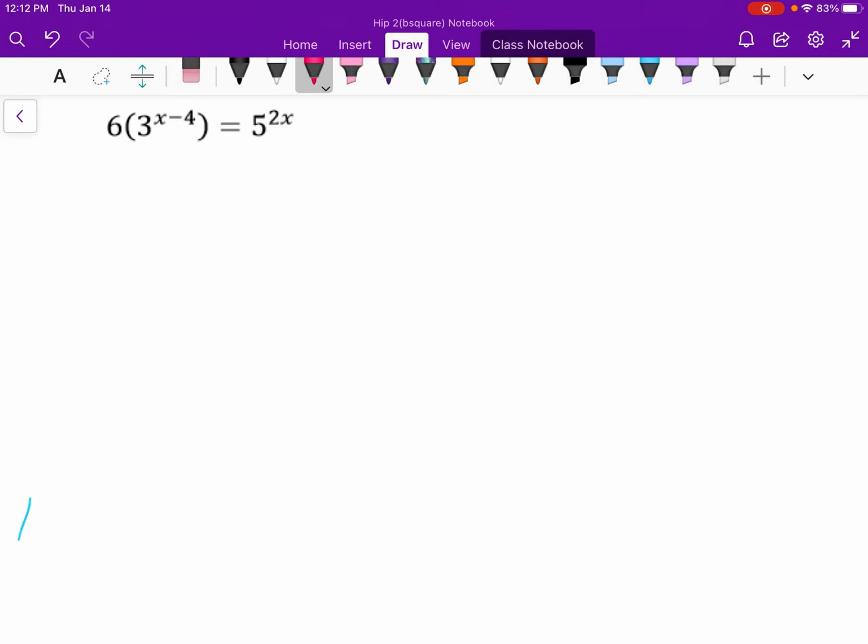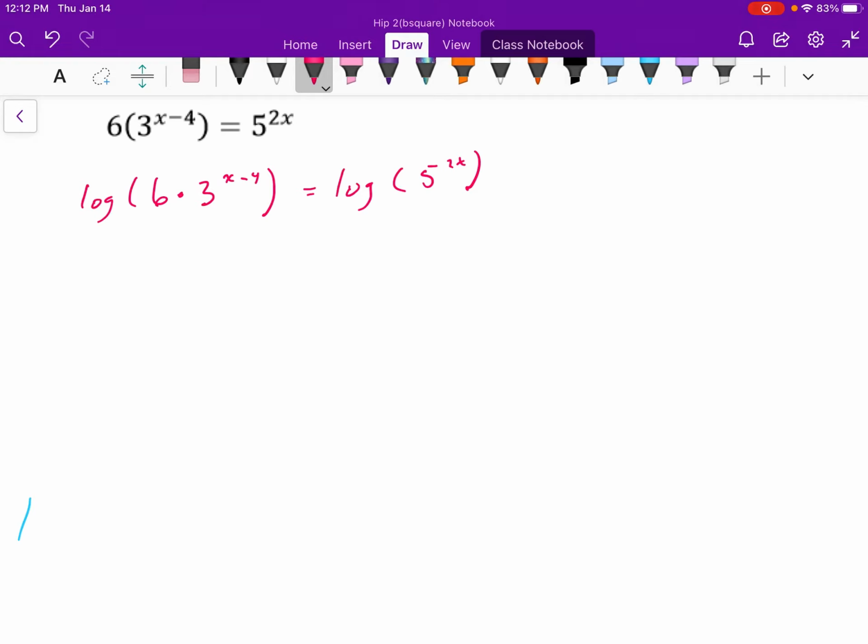I'm going to take a look at this bottom option, and what I'm going to do is choose to solve for x, and I'm going to use the common logarithm. So very simply, I'm just going to not make a mistake, I'm hoping. So if I take common logs of both sides, and I'm just going to change up the way that I write this ever so slightly to remind myself that 6 is being multiplied to 3 to the power of x minus 4.